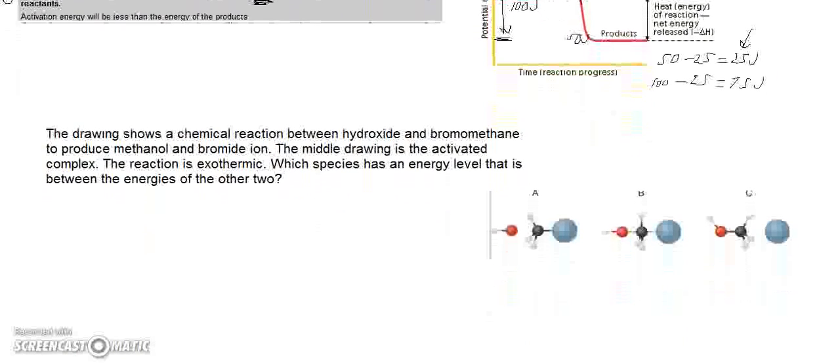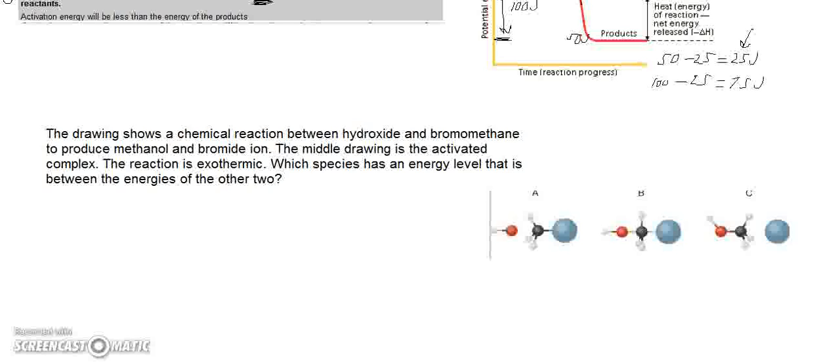Alright, so the drawing shows a chemical reaction between hydroxide and bromomethane to produce methanol and bromide ion. The middle drawing is the activated complex. The reaction is exothermic. Which species has an energy level that is between the energies of the other two?